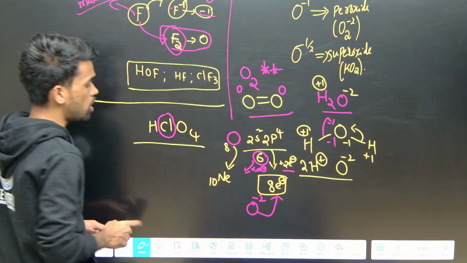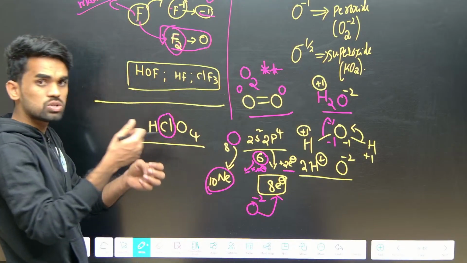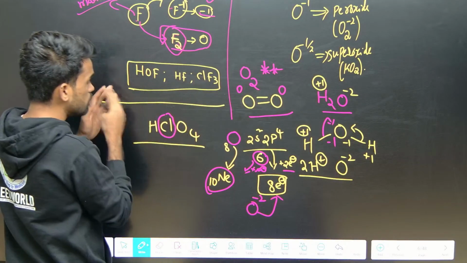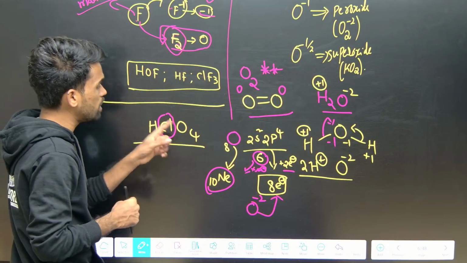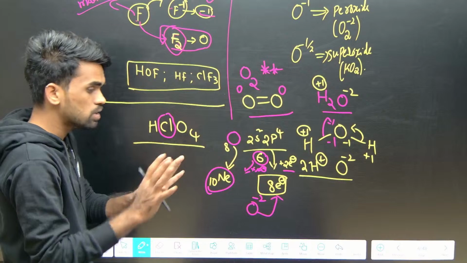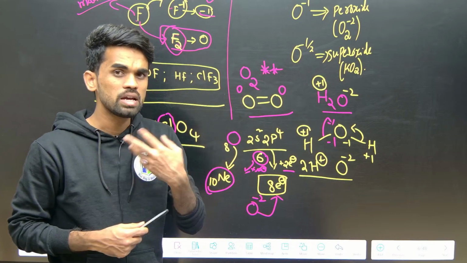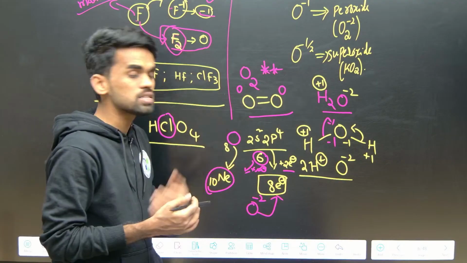That's why oxygen, to gain inert gas configuration, always has a tendency to gain 2 more electrons. So whenever oxygen is combining with any other element which is less electronegative than oxygen, oxygen always tries to be in a negative oxidation state only, so that it will get the nearest noble gas configuration.